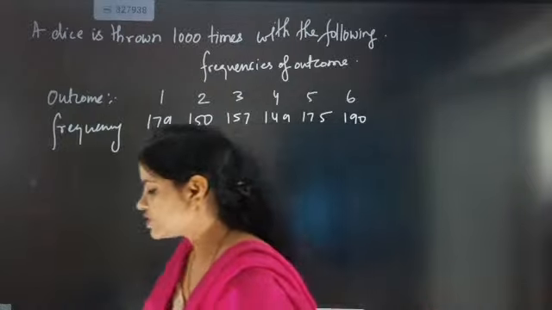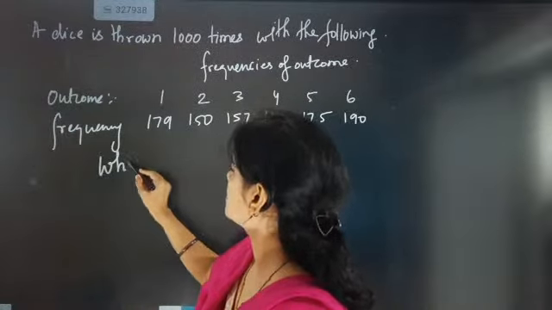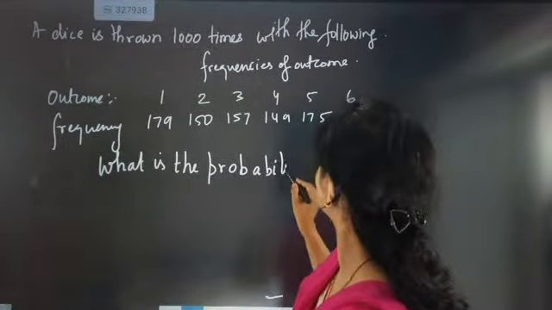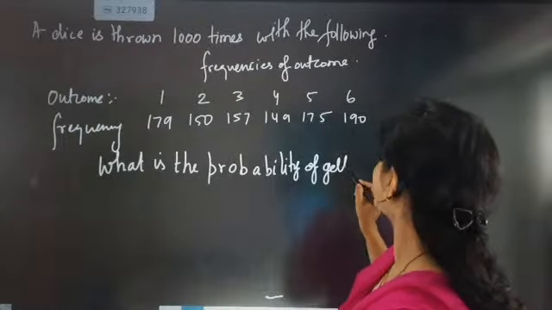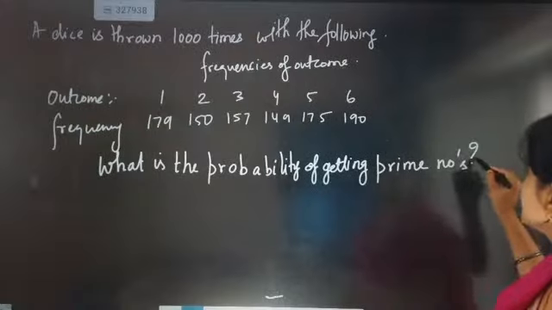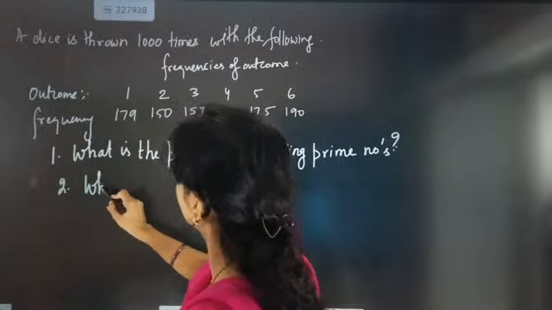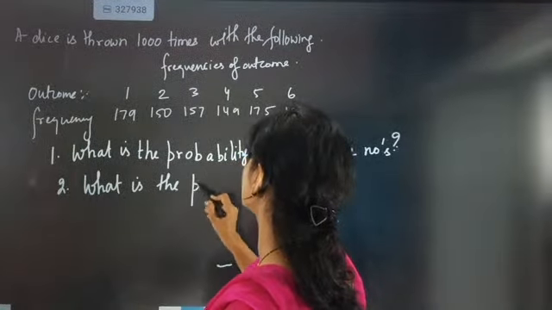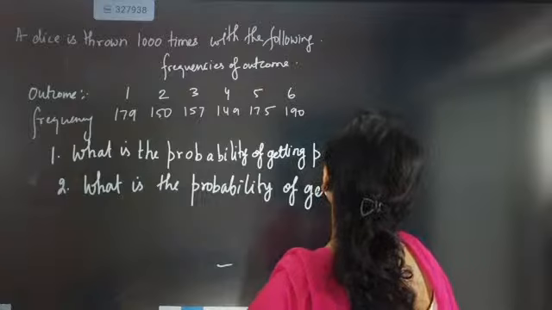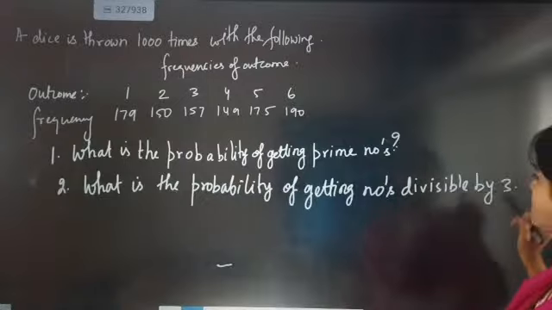Ready? Okay. First question is, what is the probability of getting prime numbers? This is the first question. What is the probability of getting prime numbers? What is the probability of getting numbers divisible by 3? Okay.